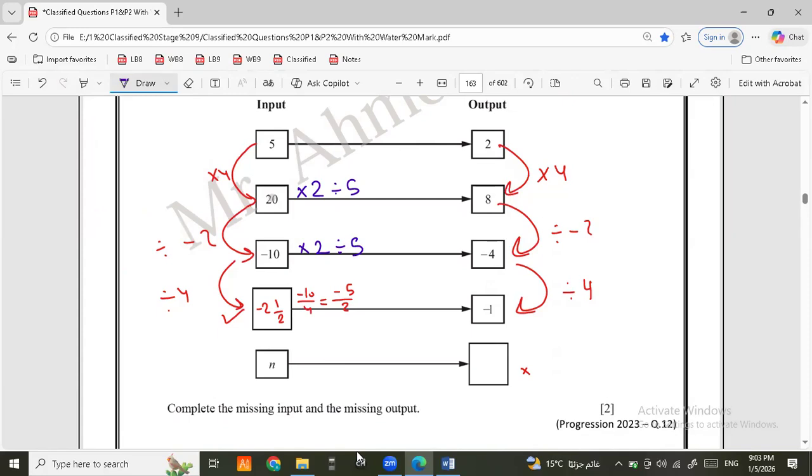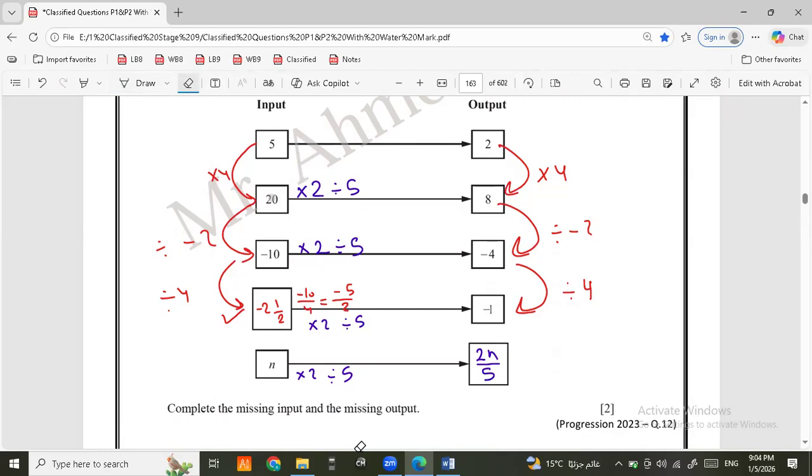Then the -10 also multiplied by 2, then divided by 5. So -10 times 2 is -20. -20 divided by 5 is -4. Then you multiply this also by 2, then you divide by 5. Multiplying this by 2 gives you -5. Doubling 2.5 is 5. So -5 divided by 5 is -1. Then multiply n by 2 and divide by 5. It's going to give you 2n over 5. Let me remove this cross. 2n over 5, or you might find it in the mark scheme as 2 over 5 n. Both are correct.